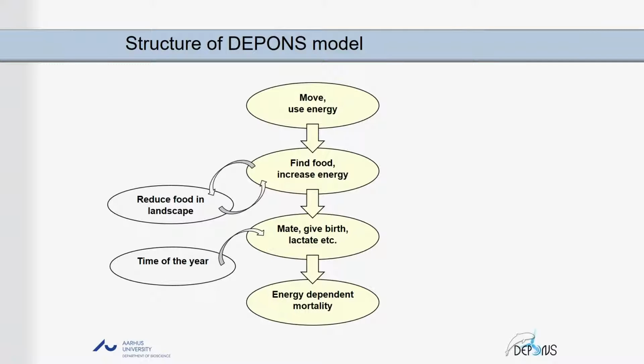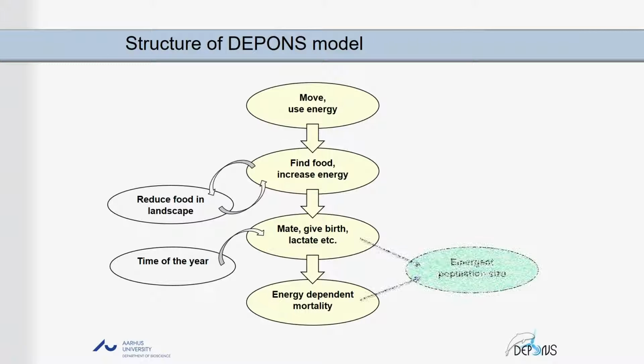And on top of that, the different things that they do and encounter influence their energetics. The animals with low energetics may experience increased mortality, and the calves also die more easily if they have low energetics, just as we believe they do in nature.